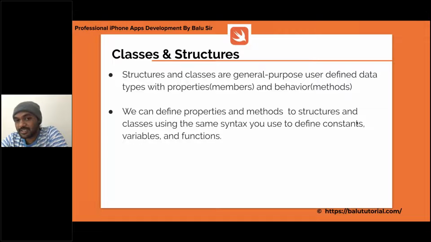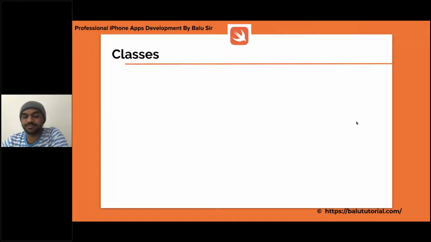We can define properties and methods on structures and classes using the same syntax we use to define constants, variables and functions. So whatever we learned in the last 7 sessions is applicable here: how you created a variable, how you created an optional variable, how you access the data, what the optional type is, what unwrapping is, what optional binding is, whatever concepts and types of functions we introduced, everything can be used as it is, with the same syntax, inside structures and classes also. So come to the first one, class.